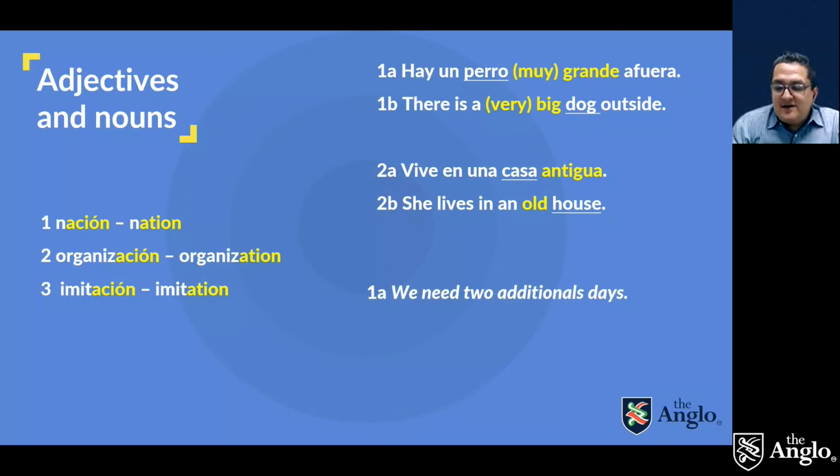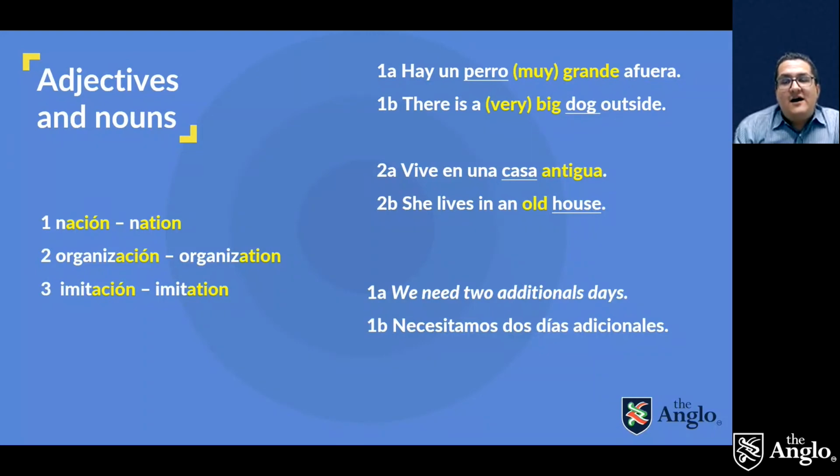Now, this is an example that came up in one of the classes I taught one of these days. This person said, we need 2 additional days, which would translate to necesitamos 2 días adicionales. By reacting with a heart, if you think it's correct, use a heart. If you think it is incorrect, use a thumb up emoji, please. Incorrect, thumb up emoji. Correct, heart emoji.